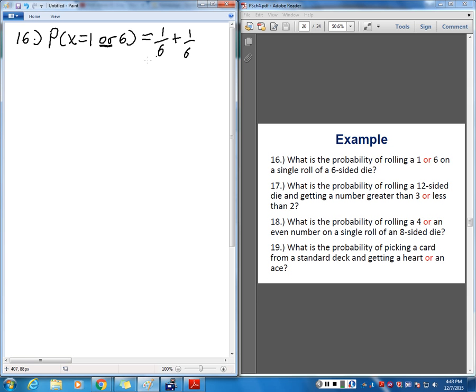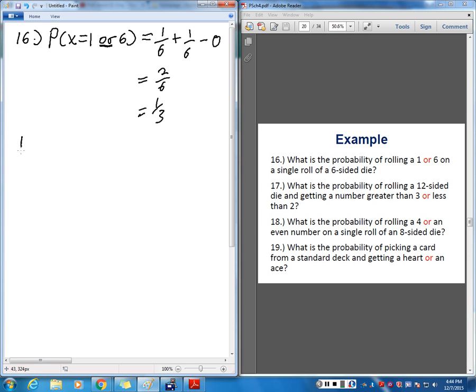So 1 over 6. Now, the probability of them happening at the same time. Is it possible to roll a die and get a 1 and a 6 at the same time? Well, no, the answer is no, so that's minus 0. This is the principle of inclusion and exclusion. So 1/6 plus 1/6 is 2 out of 6, which is 1/3. Or as a decimal, 0.3 repeating.